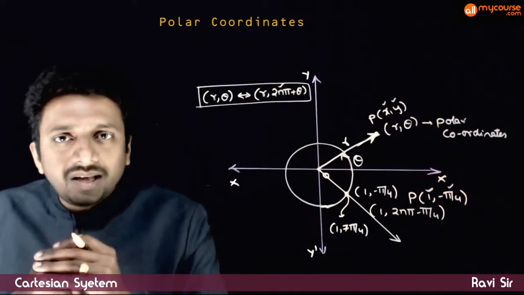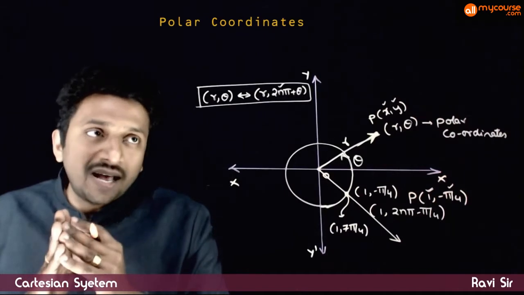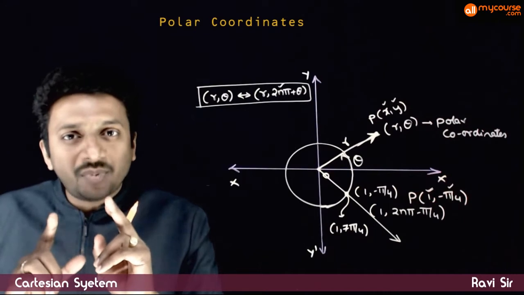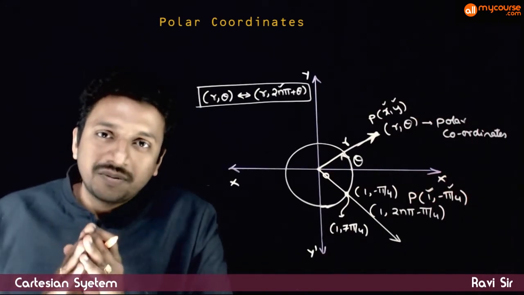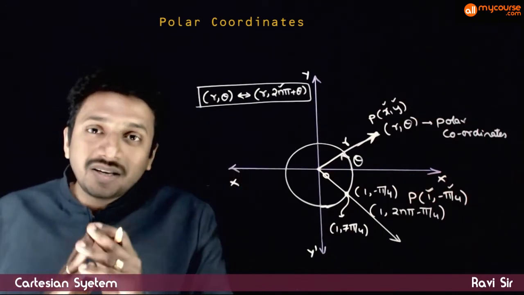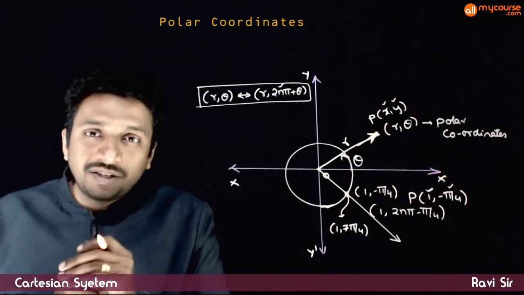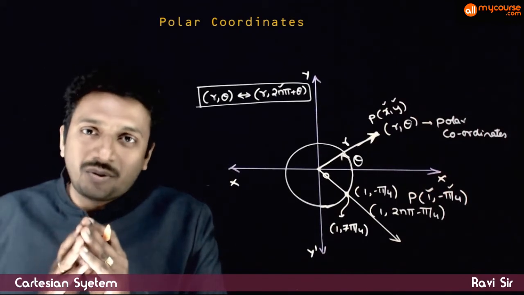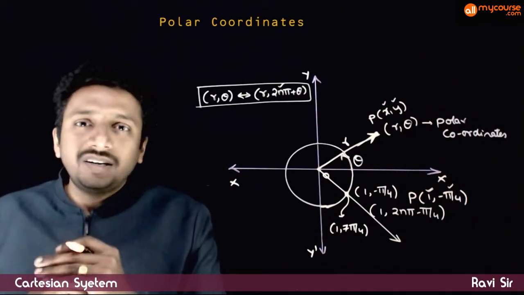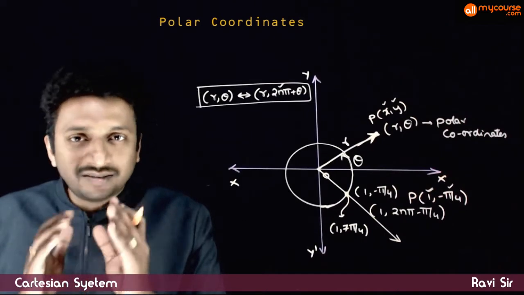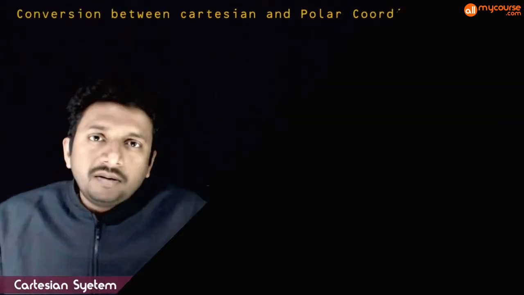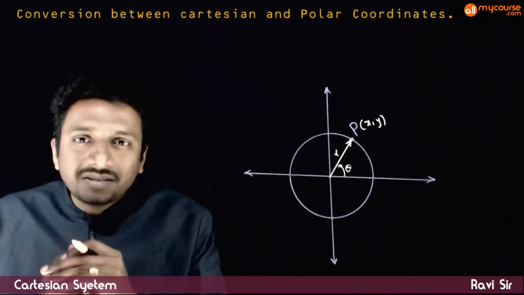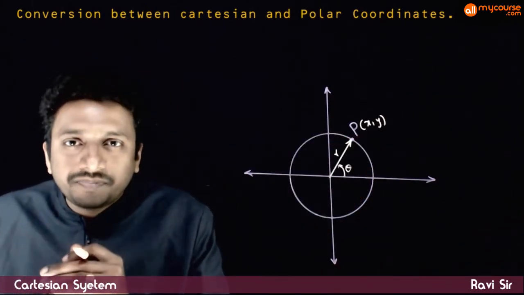Once you understand what polar coordinates are, what you need to be able to do is convert from one type of coordinates to the other type. That is, if the polar coordinates are given, you should be able to derive the Cartesian coordinates. If Cartesian coordinates are given, you should be able to derive the polar coordinates. So let us see how to get one system from the other. In this video, let us look at how to convert one set of coordinates to the other.